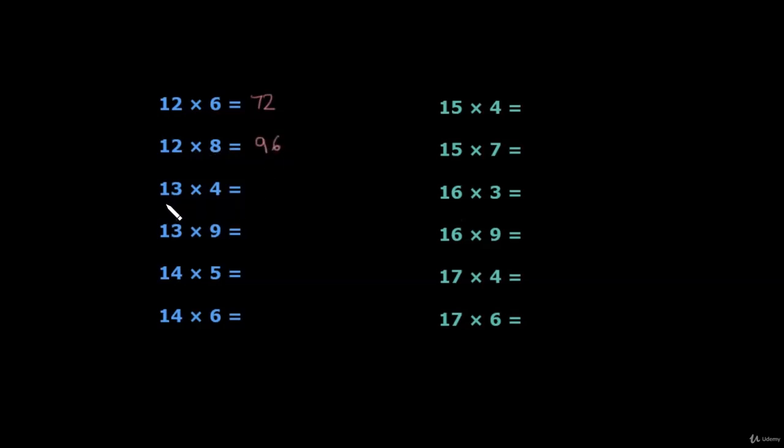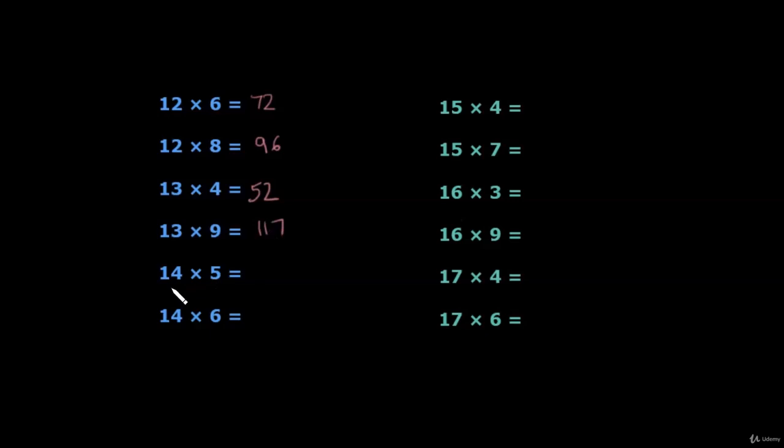4 times 10 is 40 plus 4 times 3 is 12. 40 plus 12. The answer becomes 52. 9 times 10 is 90 and 9 times 3 is 27. And we can split 27 to 10 plus 17, so 117.